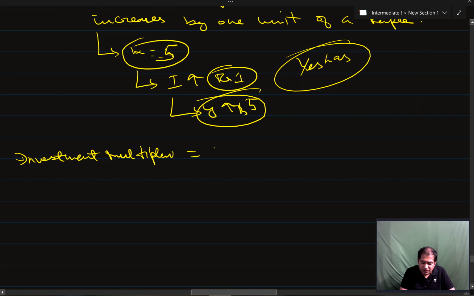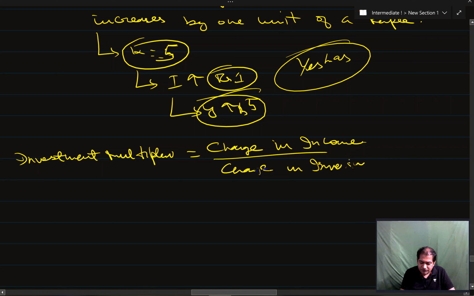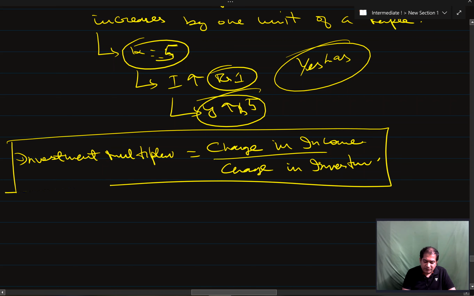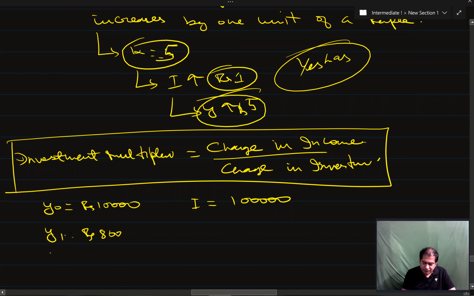Let's say for example, income Y0 was rupees 10,000 when investment was, let's say, 1 lakh rupees. Income increases to, let's say, 80,000 rupees when investment increases from 1 lakh to 1 lakh 20,000. Now what is the change in investment? Change in investment, delta I, is 20,000. What is the change in income? Delta Y is 70,000.